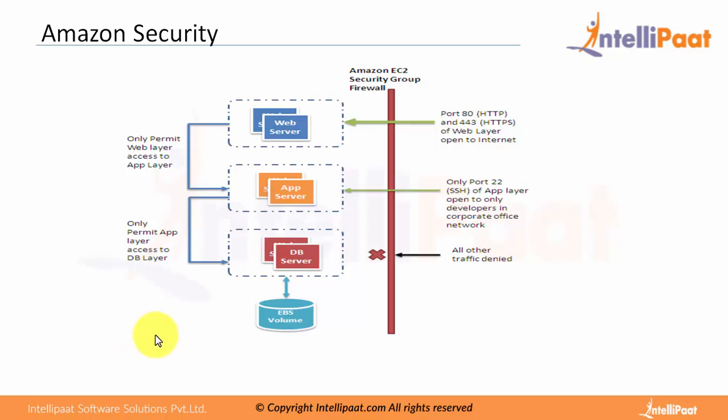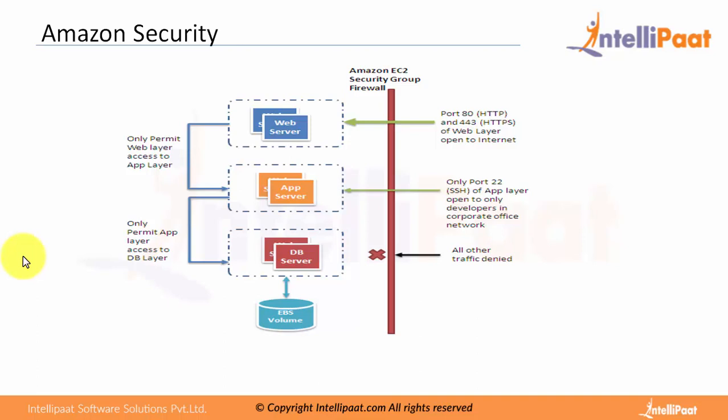If I show you how security groups work, suppose there is a three-tier application where you have web servers, app servers and database servers. You open port 80 and 443, that is for HTTP and HTTPS, for your web servers. Those ports you have opened in the security group of the web servers. So the web server would have a security group attached which has port 80 and 443 open.